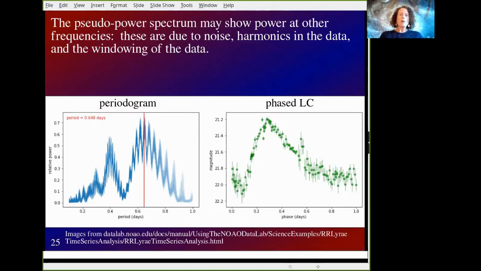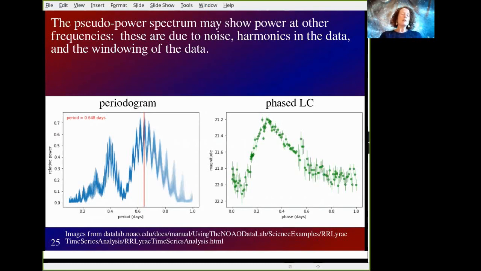Now, why was there so much power in some of these other periods or frequencies on the left diagram? Typically these might be harmonics, like half the period or half the frequency, or twice, or maybe a third or two thirds. So those would be harmonics. And then also it could be windowing of the data. For example, if you observe an object weekly, then you've got a 7-day period that's being imposed on your data. And probably that will show up as power in your periodogram.